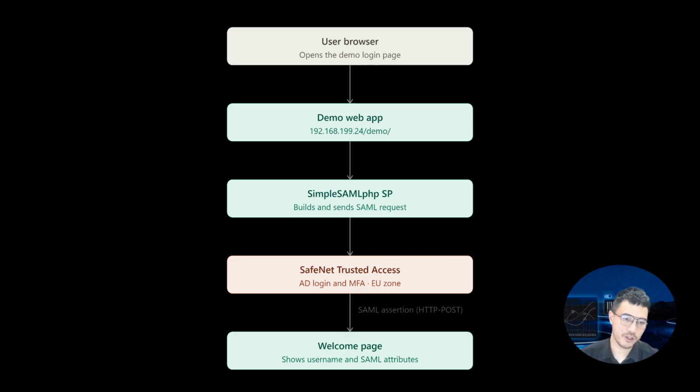And once authentication is successful, STA generates a SAML assertion and sends it back to the service provider using an HTTP POST response. And then the service provider validates the assertion, establishes the user session, and grants access to the application. And finally, the user is redirected to the welcome page where we can see the authenticated username and the SAML attributes that were included in the assertion.